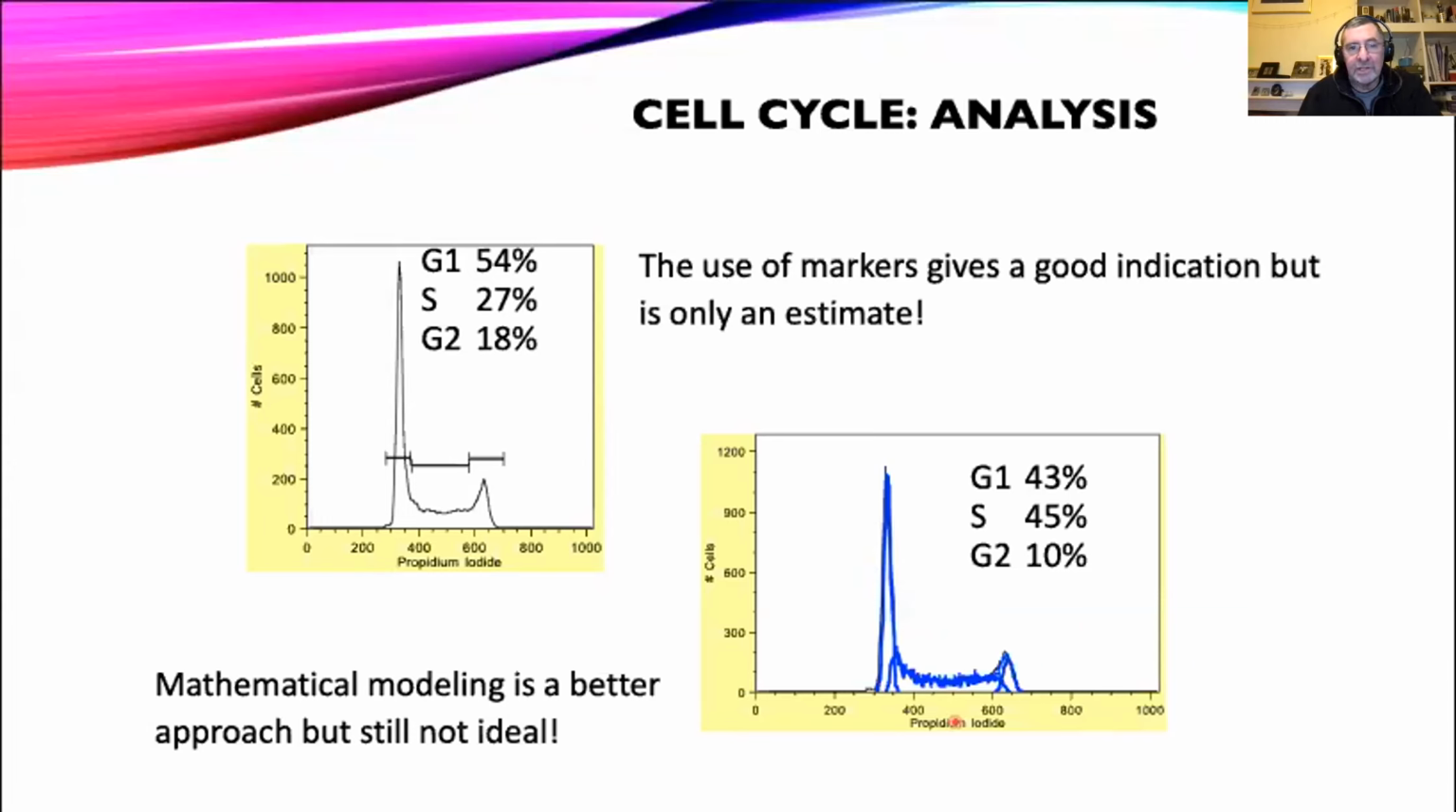And you can see, and we'll see this live in a second, that the software has produced a G1, an S phase, and a G2 population. And it's given us some numbers. And you'll notice those numbers are different, aren't they? Setting things by eye, we've underestimated S by quite a lot, and we've overestimated G2.